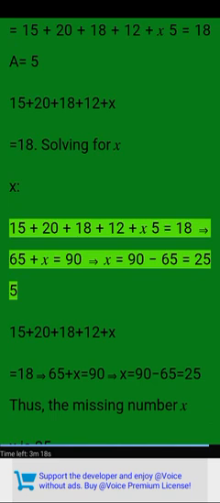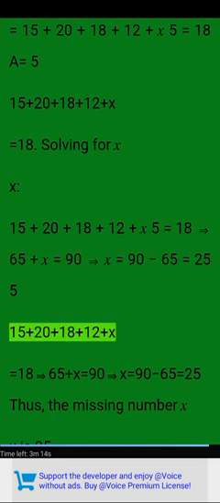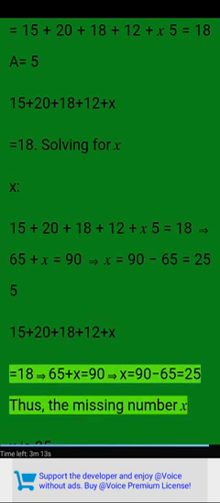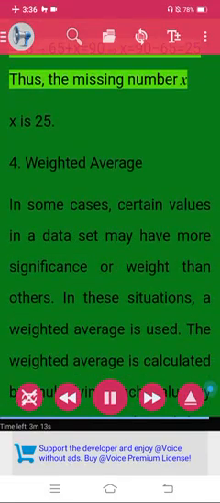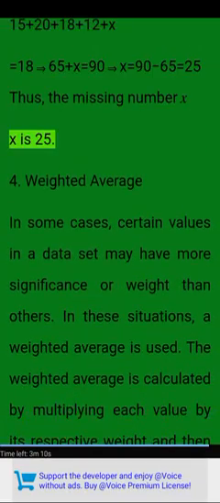(15 + 20 + 18 + 12 + x)/5 = 18 ⇒ 65 + x = 90 ⇒ x = 90 - 65 = 25. Thus, the missing number x is 25.